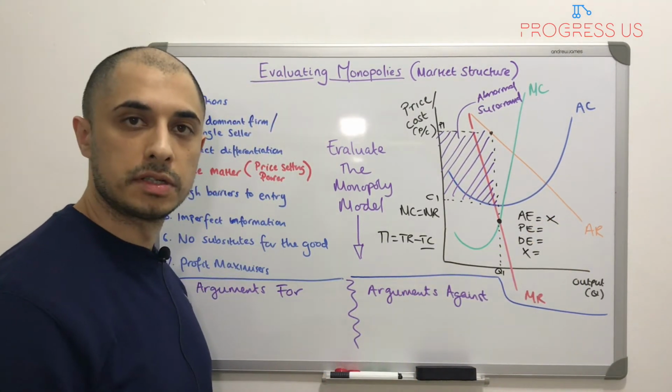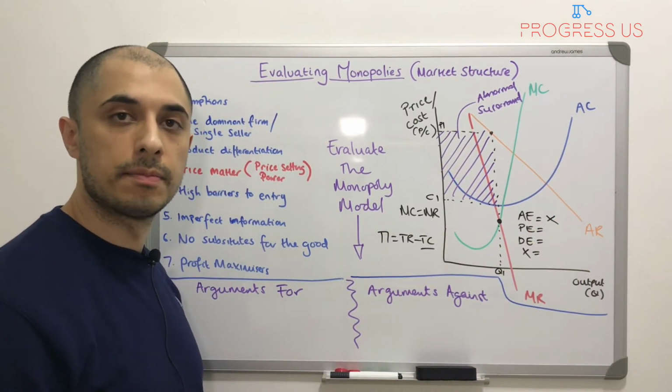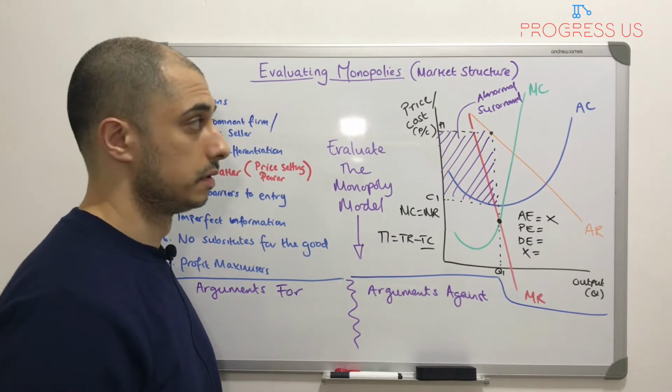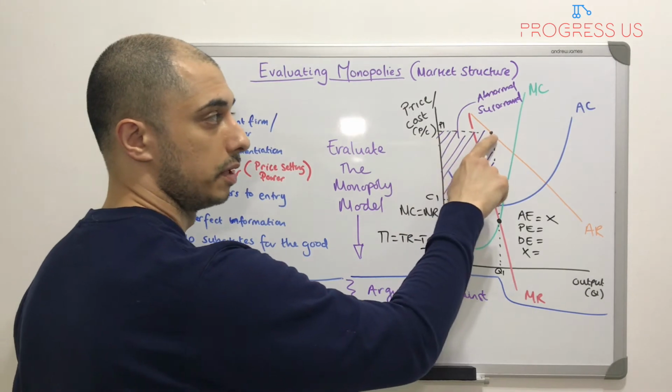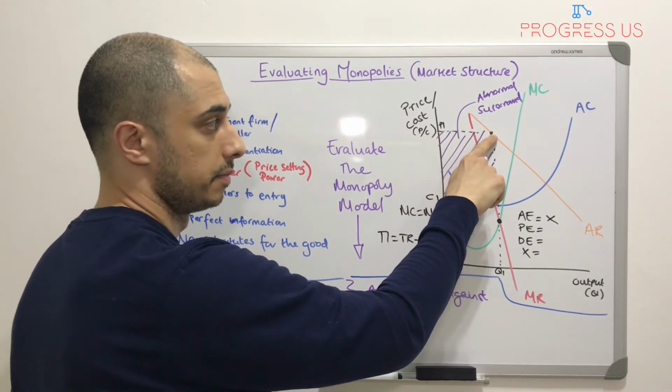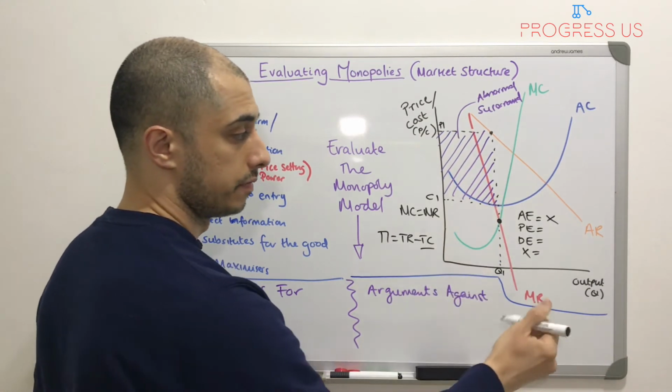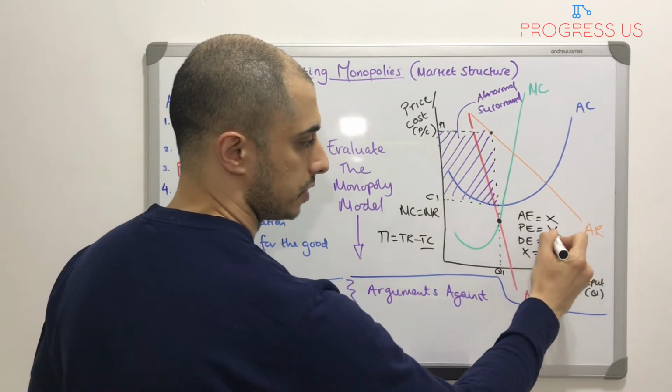Is it productively efficient? So at the price and output point, is it producing on the lowest point of its average cost curve? If you take a look now, there's the point at which it's producing in terms of price and output. That's nowhere near the lowest point of its average cost curve. So therefore, it's not productively efficient.